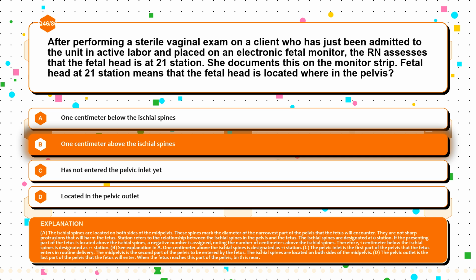C. The pelvic inlet is the first part of the pelvis that the fetus enters in routine delivery. The midpelvis is the second part of the pelvis to be entered by the fetus. The ischial spines are located on both sides of the midpelvis. D. The pelvic outlet is the last part of the pelvis that the fetus will enter. When the fetus reaches this part of the pelvis, birth is near.